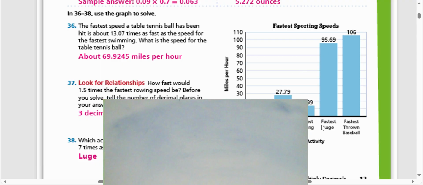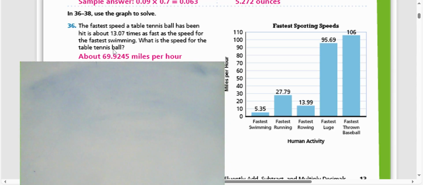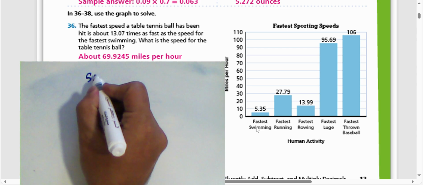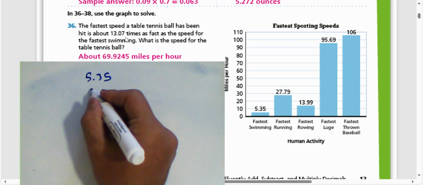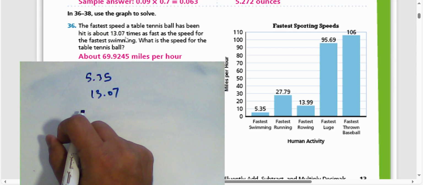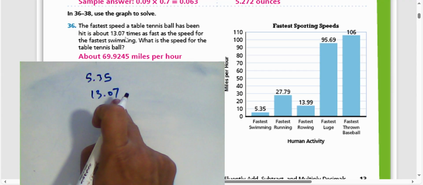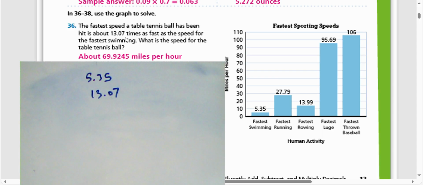Okay, he asked about the fastest swimming. What's the speed for the fastest swimming? Where is fastest swimming? Fastest swimming here is 5.35. And we have 13.07. We can multiply two numbers to find the result, and the point will be after 4 places. Like this answer, the point will be after 4 places.